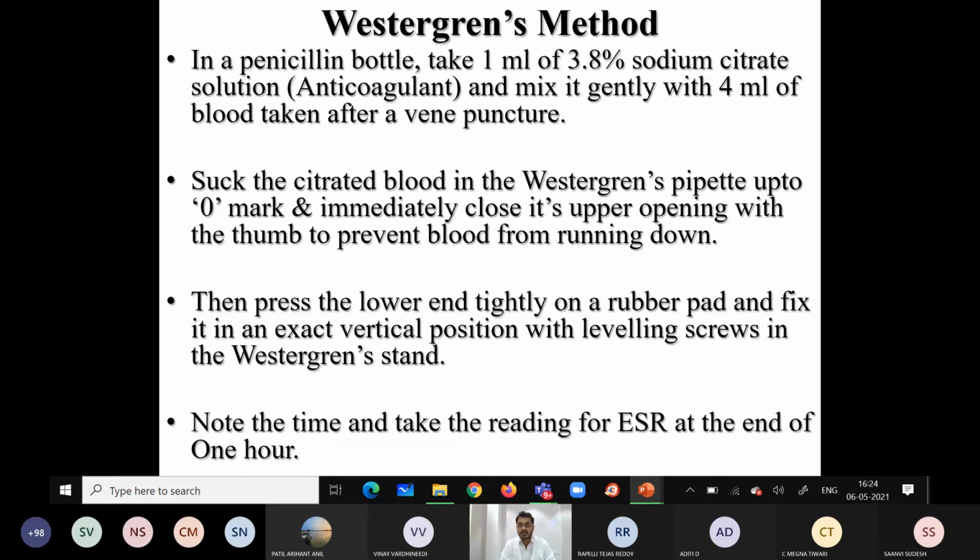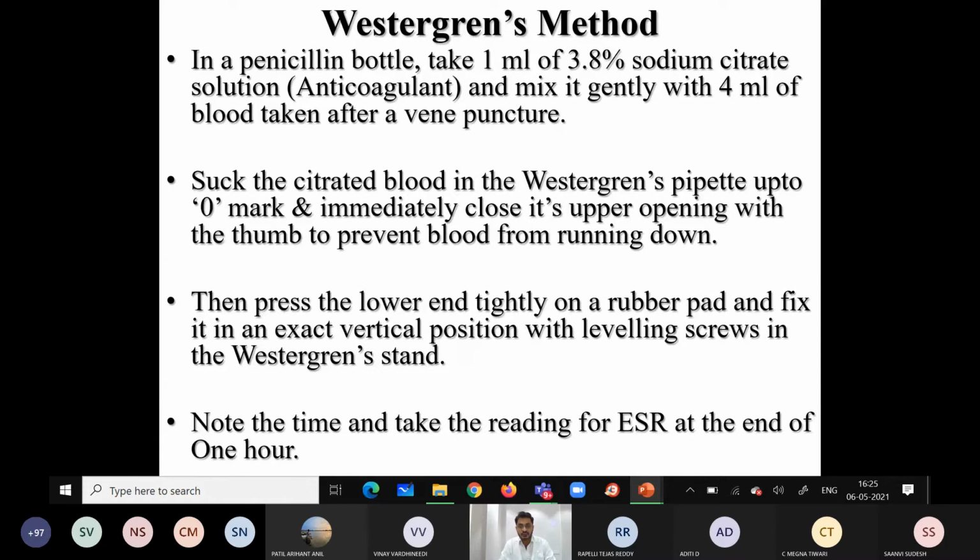Coming to the Westergren method of ESR. In a penicillin bottle, take 1 ml of 3.8% sodium citrate solution, which is an anticoagulant, and mix it gently with 4 ml of blood taken after a vein puncture. Suck the citrated blood in the Westergren pipette up to 0 mark and immediately close its upper opening with the thumb to prevent blood from running down. Then press the lower end tightly on a rubber pad and fix it in an exact vertical position with leveling screws in the Westergren stand. You should note the time.